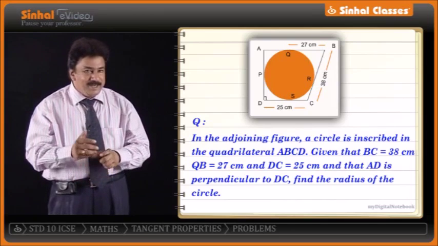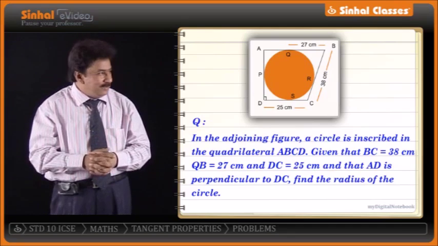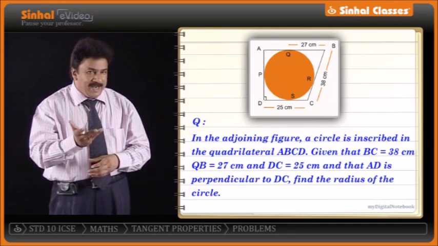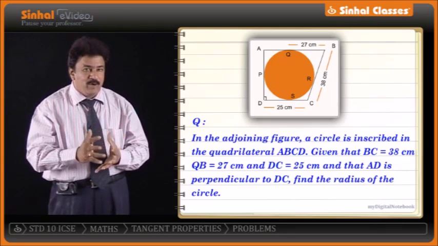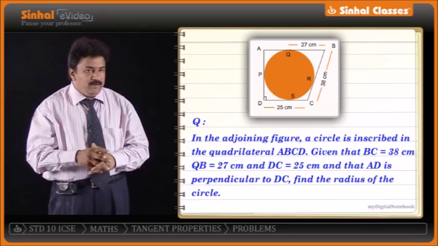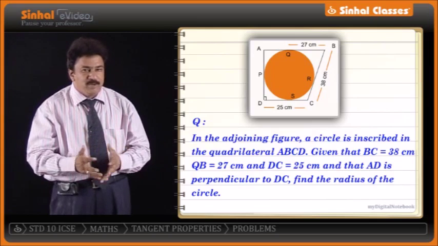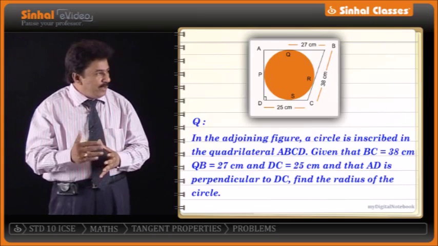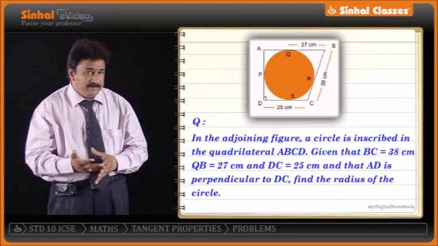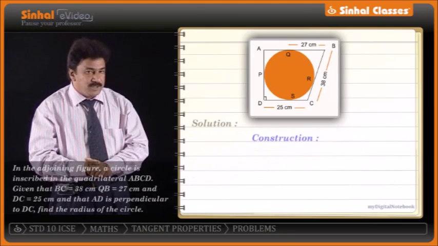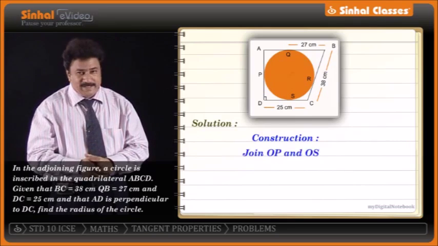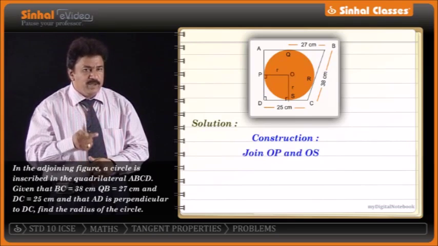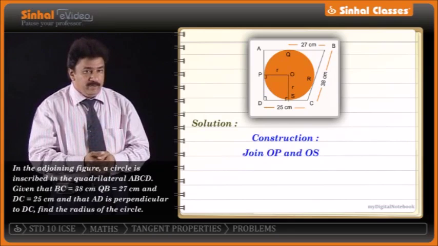Now see, what are the various radii in this circle? If I join OS, I'll get OS as the radius. If I join OP, OP is also a radius of the circle. If I get any one of this information, my job is over. So either I can find OS or OP. Let's go for a construction first of all. Join OP and OS. I am joining both the radii because they are not given to you.